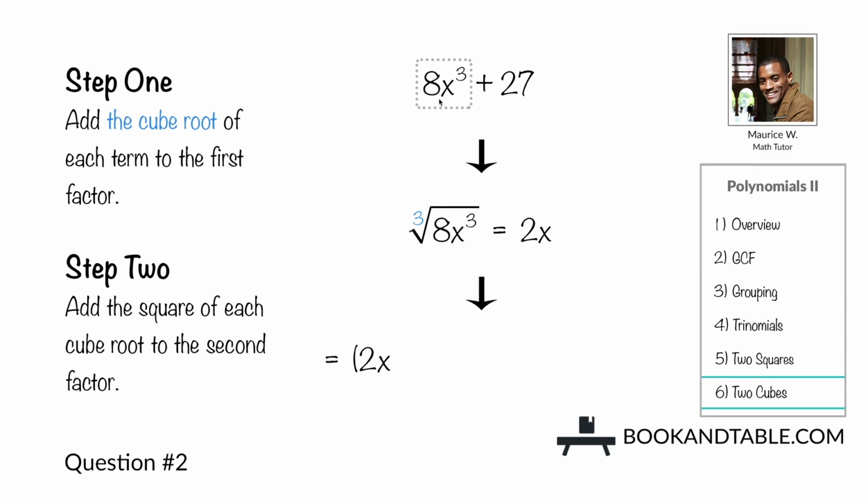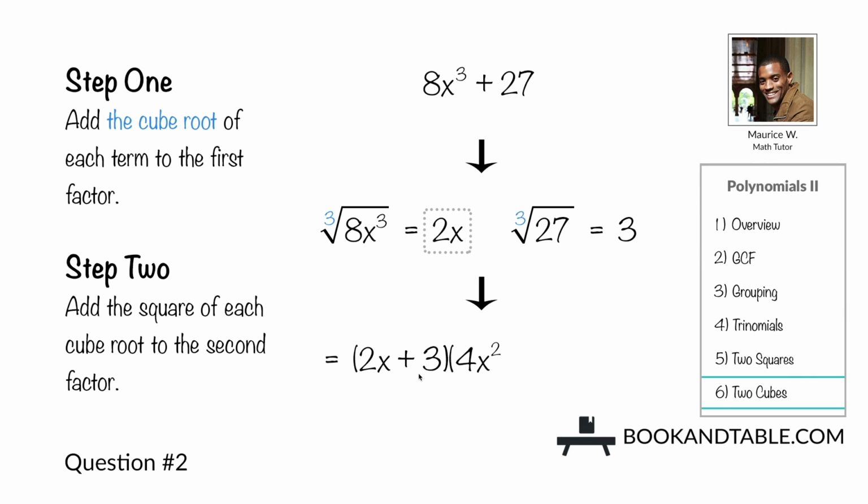We were given 8x cubed plus 27. Step 1, add the cube root of each term to the first factor. Our first term is 8x cubed. The cube root of 8 is equal to 2, and the cube root of x cubed is equal to x. So 2x is the first term inside the first factor. The second term in our original polynomial is positive 27. The cube root of positive 27 is equal to 3. So our first factor is 2x plus 3.